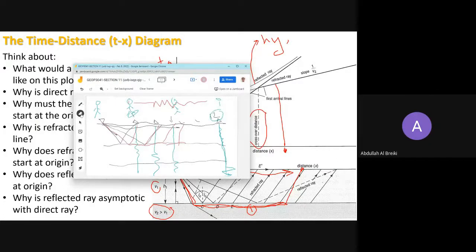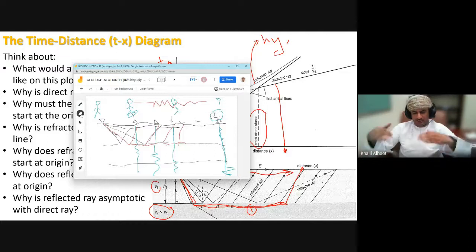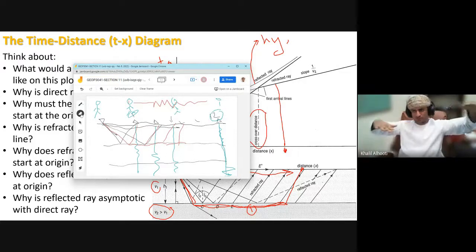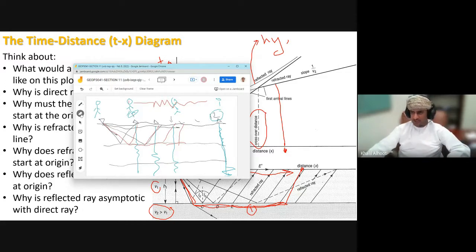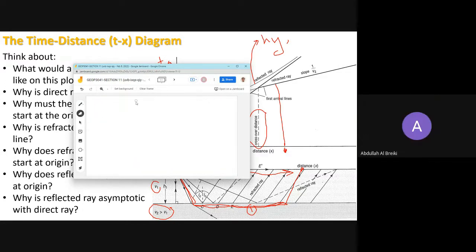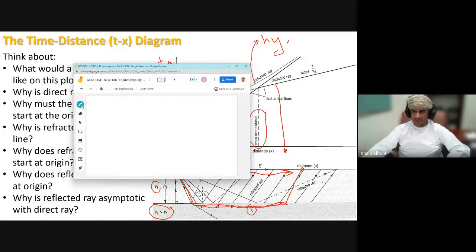They are parallel to each other. Not parallel, they get closer. Parallel is always some specific distance away, but they are not parallel. But I mean, they never touch or cross. They never touch, yes. They never touch. They are asymptotic.